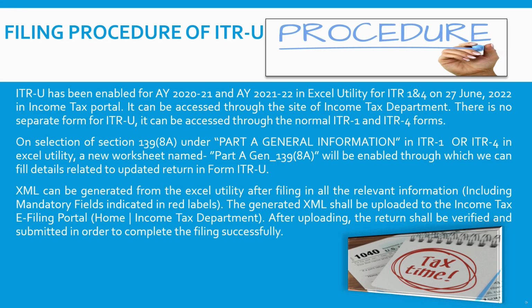On selection of Section 139(8)(a) under Part A General Information in ITR-1 or ITR-4 in the Excel utility, a new worksheet named Part A Gen_139(8)(a) will be enabled, through which we can fill details related to the updated return in Form ITR-U. XML can be generated from the Excel utility after filling in all the relevant information, including mandatory fields as indicated in red labels. The generated XML shall be uploaded to the Income Tax e-filing portal. After uploading, the return shall be verified and submitted in order to complete the filing successfully.